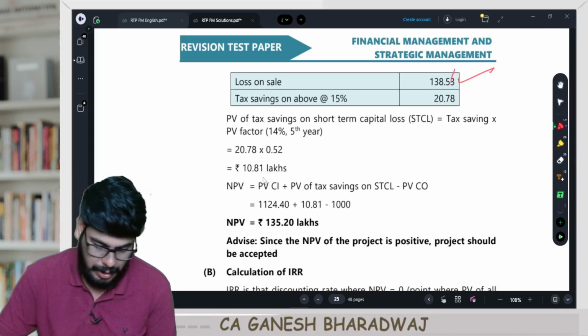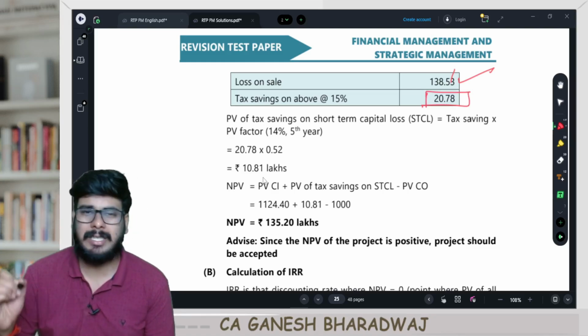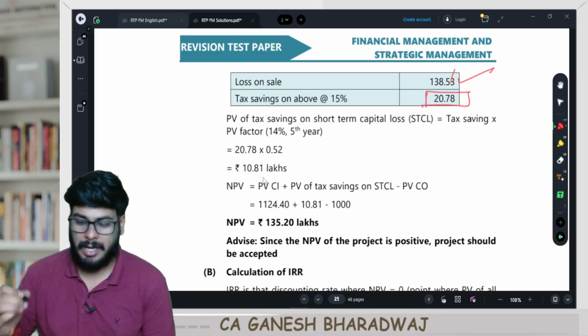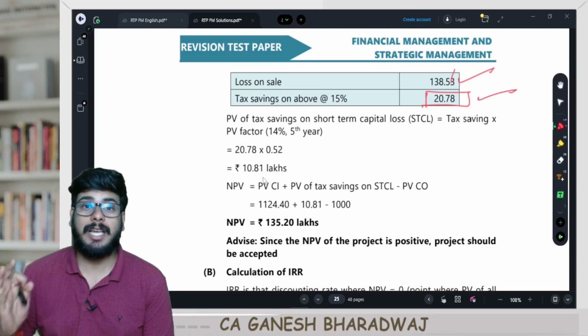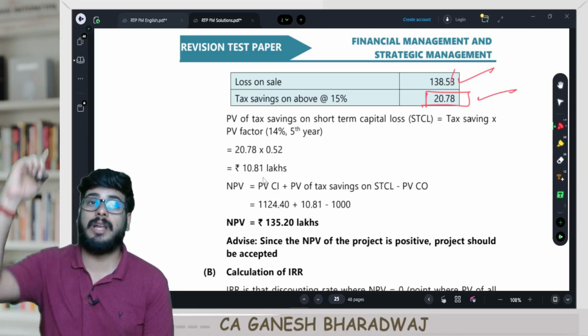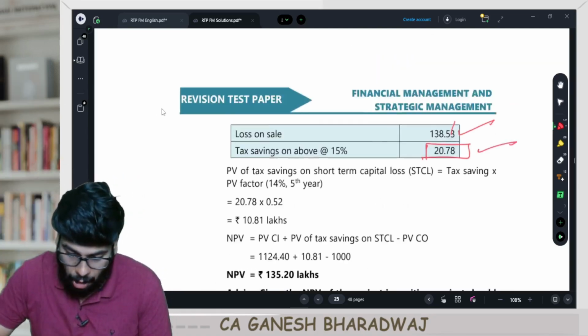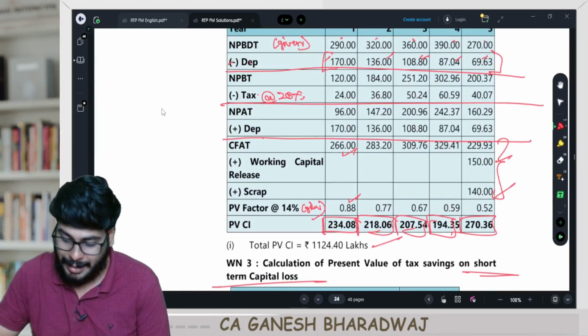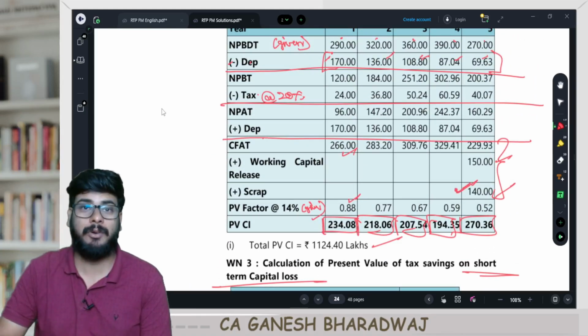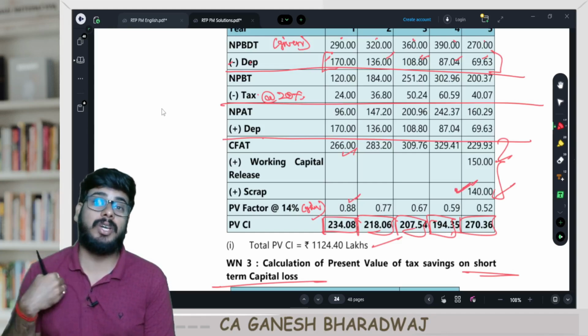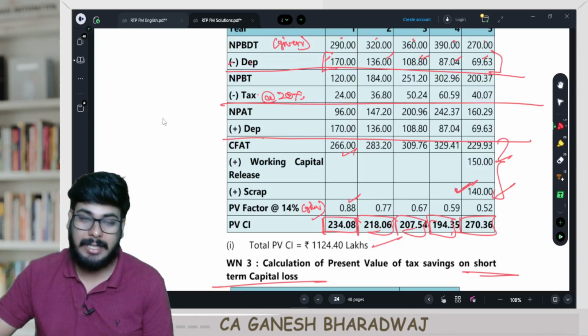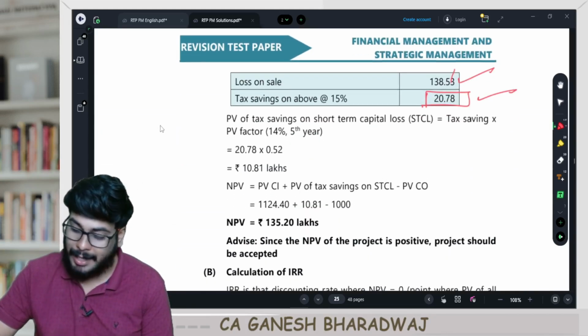So 15 percentage, how much is it? 20.7795, rounded off to 20.78. 20.78 rupees is going to be the tax saving that you will arrive at the end of year 5. See, on the top, they have not considered the tax saving. They have only considered the scrap value, right? Over and above the scrap value, you get another tax saving of 20.78 rupees, right? So that has not been considered.